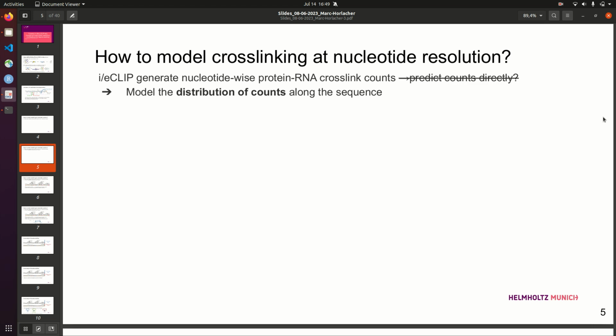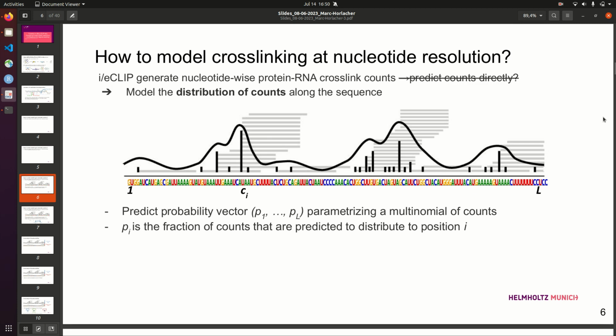So a more viable approach is to, instead of predicting the counts directly, to instead model the distribution of counts along the sequence. And the distribution of counts we can expect to be subject to the underlying RNA sequence. So the central idea is that given an RNA sequence, and assuming that there are some cross-linking counts that fall within this RNA sequence, our goal is to predict a probability vector of the same length as the sequence, which indicates how counts are distributed across each nucleotide.